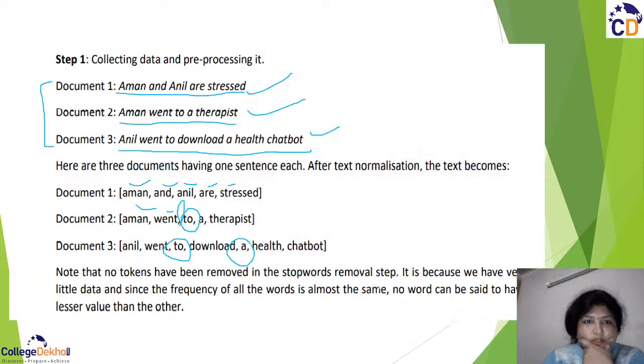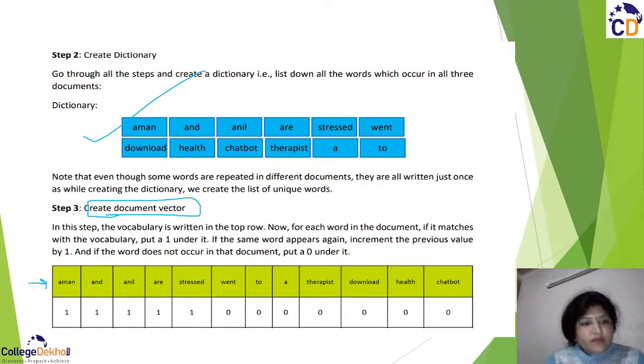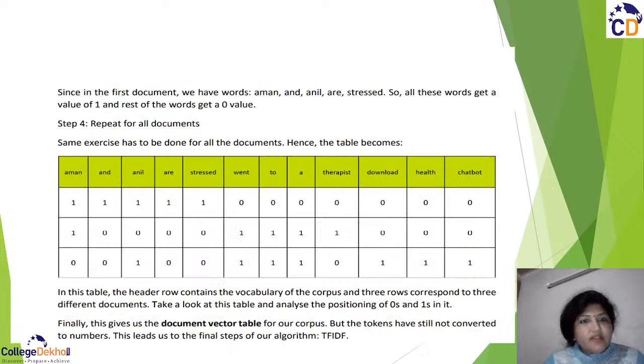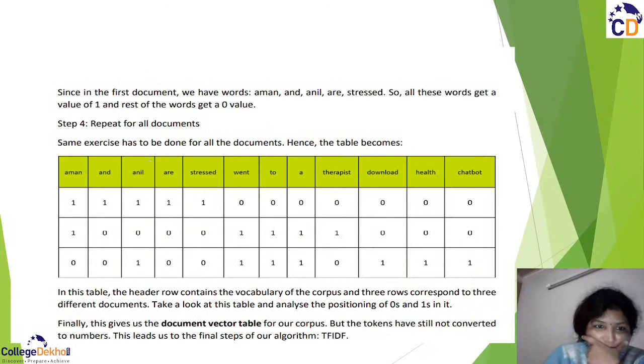Anil and Aman are stressed. In the first document, the sentence was Anil and Aman are stressed. So here we are just taking document 1: Aman and Anil are stressed. Rest all become 0, because this is the document vector for document 1, right? Then we have repeated all these steps for each document.